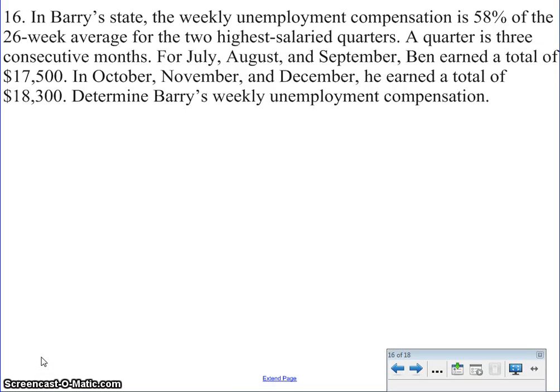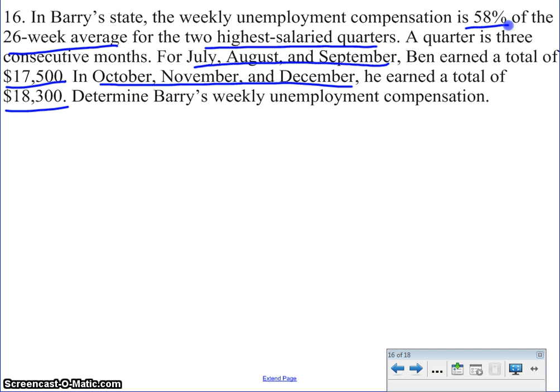All right, let's go ahead and finish up with the last three here. It says in Berry State, the weekly unemployment compensation is 58% of the 26-week average for the two highest salaried quarters. So remember that a quarter is 3 consecutive months. So in this case, for July, August, and September, Ben earned $17,500. And for October, November, December, Ben earned $18,300.